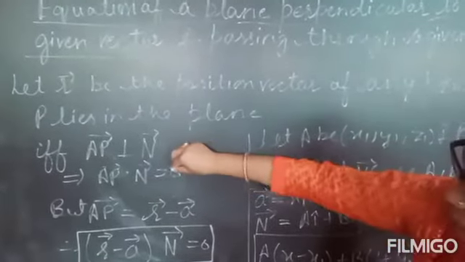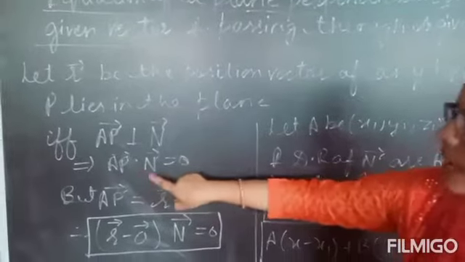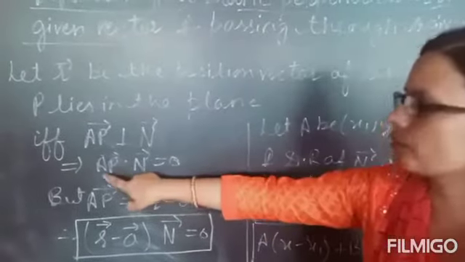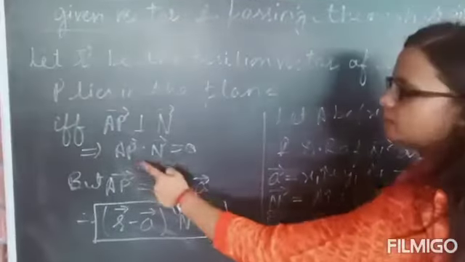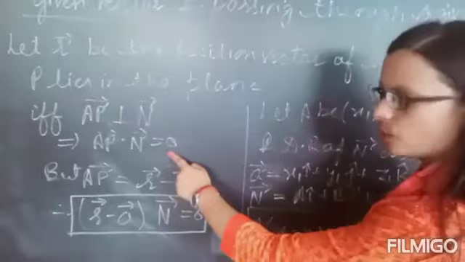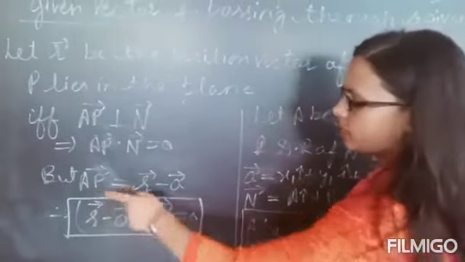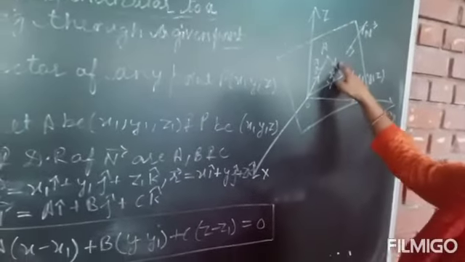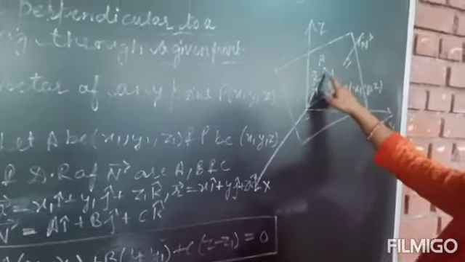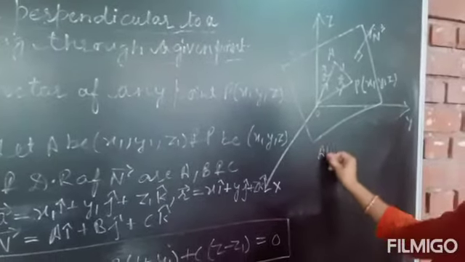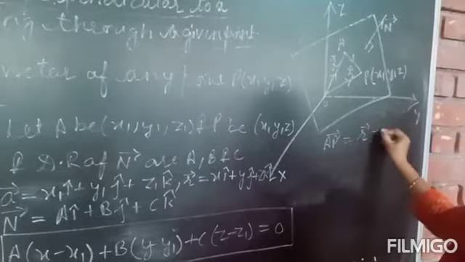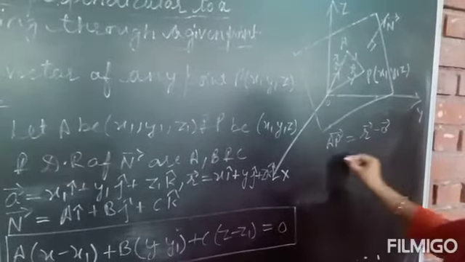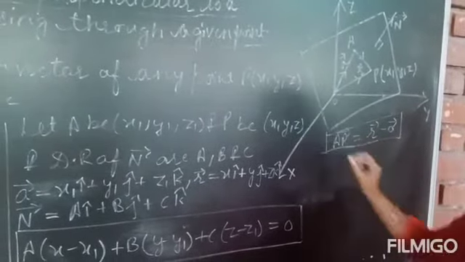Sorry, it is the dot product of AP and n vector, since the angle is 90 degrees. So AP dot n vector is equal to 0. But AP vector is equal to r vector minus a vector, by the triangular law of vector addition.